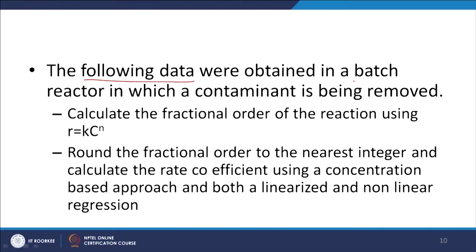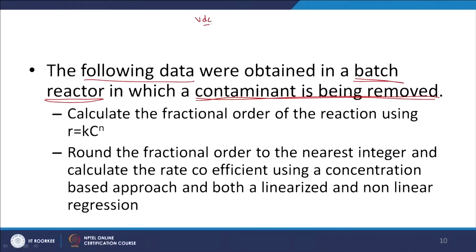So, it looks like we have some data in a batch reactor. The key is that from a batch reactor in which the contaminant is being removed, it is only being removed. So, before we go further, let us apply the mass balance. We know the generic form of the mass balance. What do we know? V dc by dt is equal to Qn Cn minus Q out C out plus volume into rate of formation minus rate of loss.